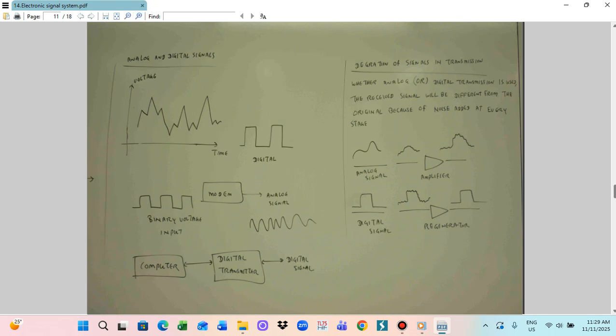So the analog signal we can amplify by the amplifier. For the digital signal, we have to use the regenerator. So the amplifier amplifies the weak analog signal. In the meantime, the regenerator upgrades the weak digital signal.